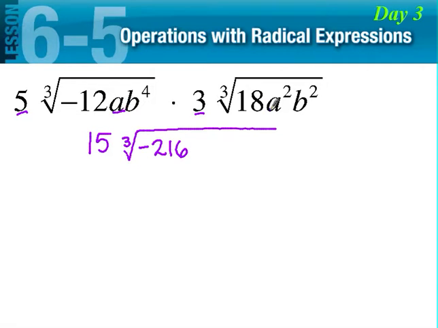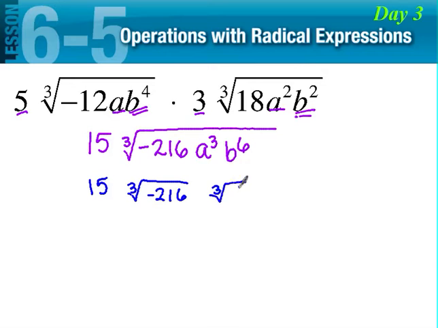Okay. So now I get a to what power? The third. What do I get for b? B to the 6th. So now what we're going to do is split these up. So I'm going to have the cube root of negative 216, the cube root of a cubed, and the cube root of b to the 6th. We're not going to have to worry about the even odds because this is an odd power outside. I still have my 15.